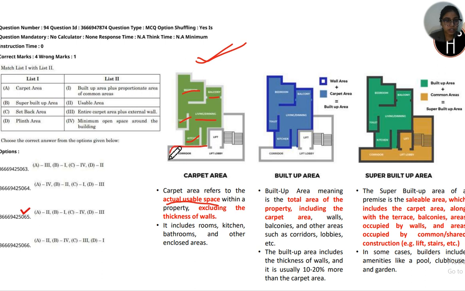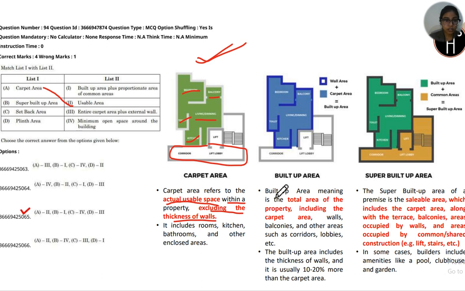The corridor area is your common area. So, carpet area refers to the actual usable space within a property, excluding the thickness of the wall. So, we are not considering the thickness of the wall. This is your wall. So, when you talk about only the usable area, the floor area, this is your carpet area. So, option A is your usable area. Carpet area is your usable area.